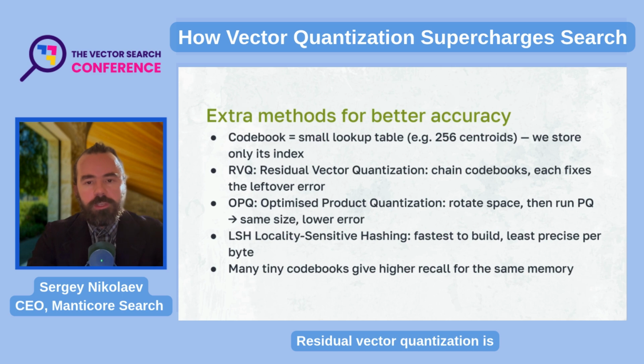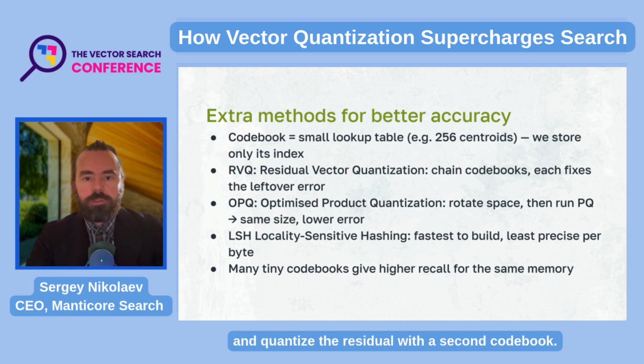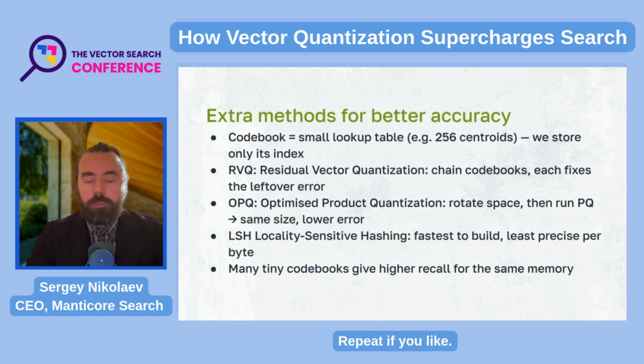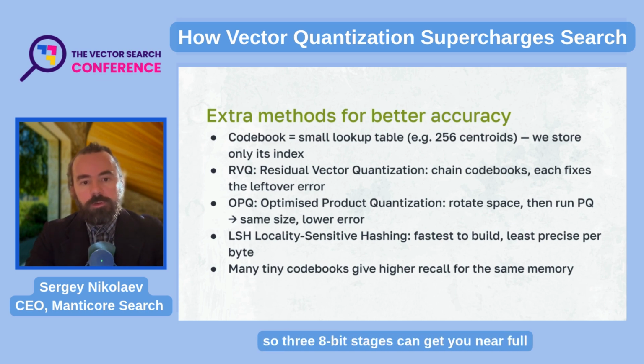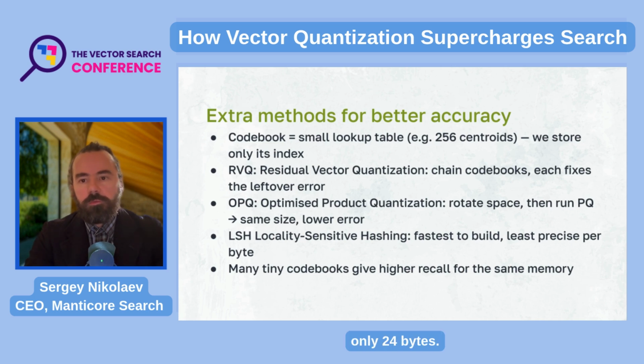Residual vector quantization, RVQ, is the simplest add-on. Pick a core centroid, subtract it off, and quantize the residual with a second codebook. Repeat if you like. Each stage chops the error down, so 3 8-bit stages can get you near full precision recall while still costing only 24 bytes.